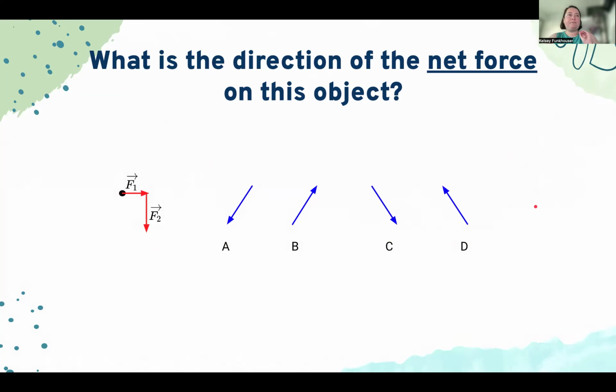Otherwise, I just moved force 2 over because this is how we do vector addition. We draw the first vector, and then we draw the second vector starting from the tip of the first vector. And then we put our total vector, our net force in this case, from the tail of the first vector to the tip of the second one.